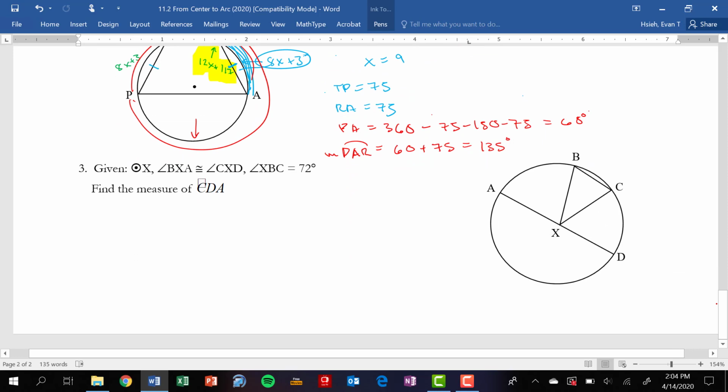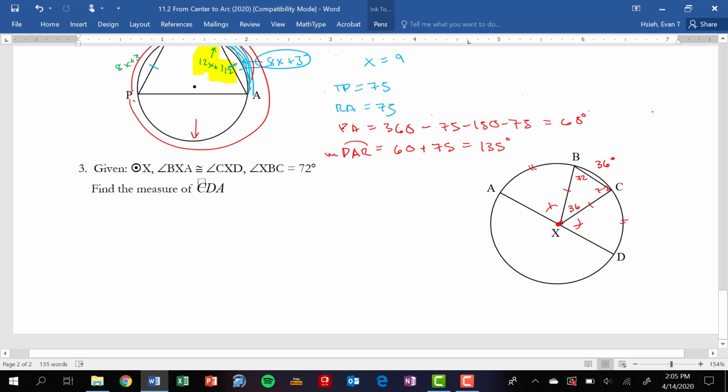Let's move on to the last problem here. I'm given circle X, so this is the center of the circle again. BXA is congruent to CXD, so I know that these two arcs up here are congruent to each other also. XBC is 72. Keep in mind that this is an isosceles triangle here, because those are both radii, so this is also 72 here, which means that this central angle here is 36. So that means that the arc measure is also 36 degrees.